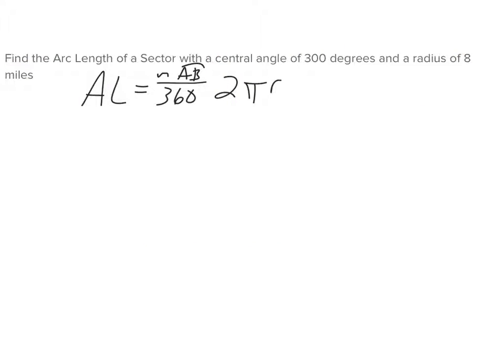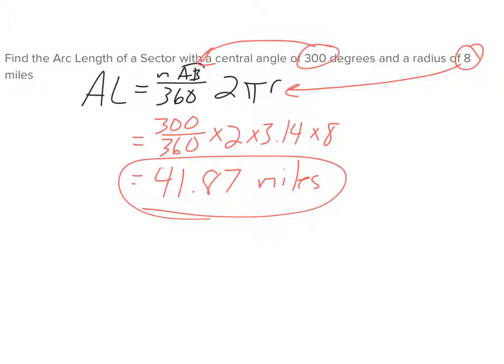Go ahead and pause the video and find the arc length of a sector that has a central angle of 300 degrees and a radius of 8 miles, and then hit play and see how you did. So for this one, you should have put 300 on the top of the fraction and 8 in for the radius, so you should have had 300 divided by 360 times 2 times 3.14 times 8, giving us an arc length of 41.87, because it's going to be a bunch of 6's there, so that rounds it up to the 7. 41.87 miles is our answer.